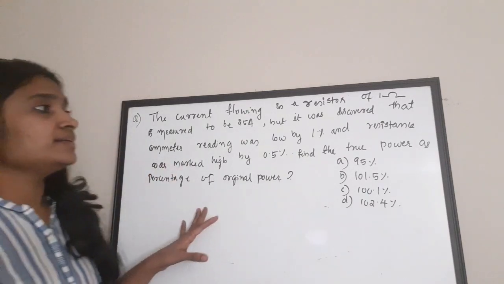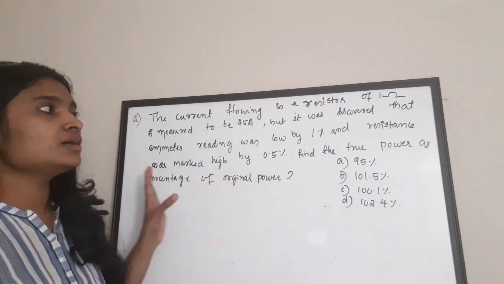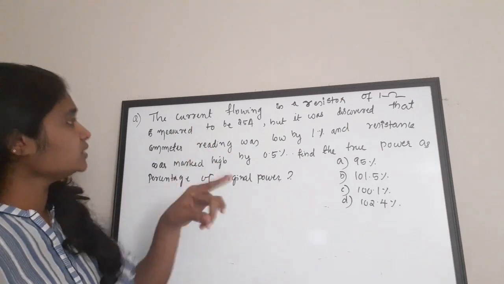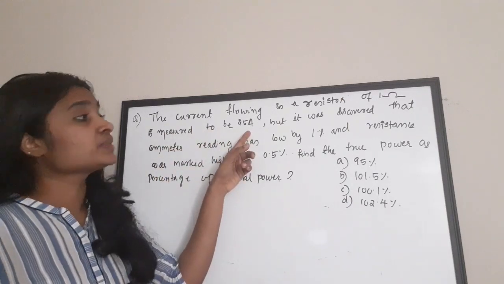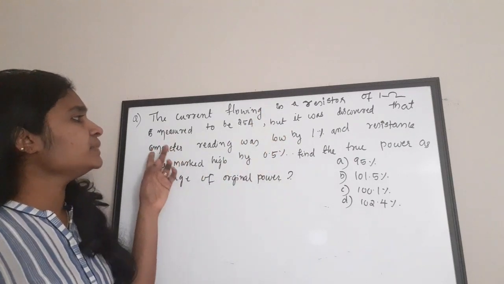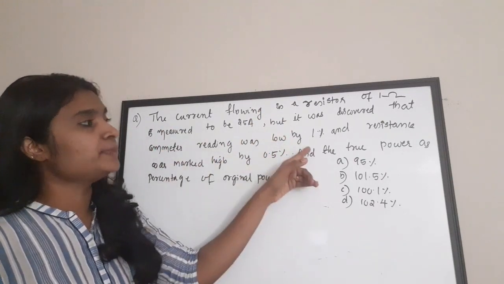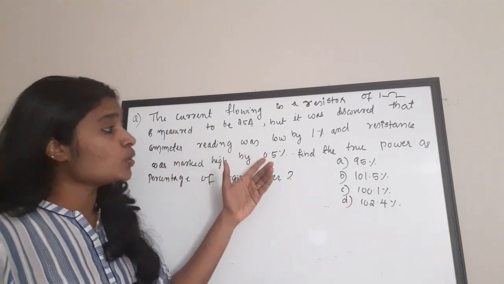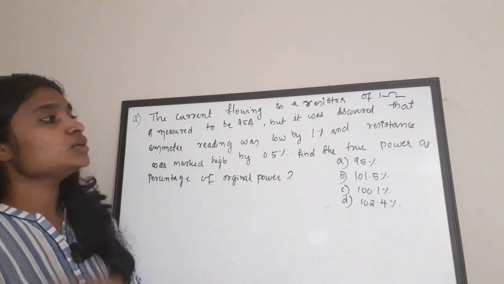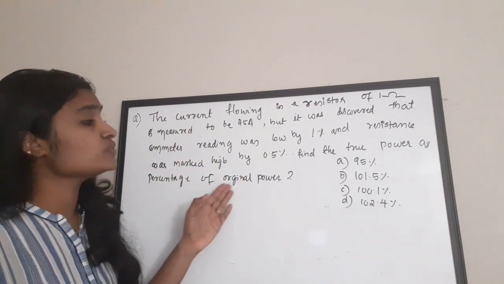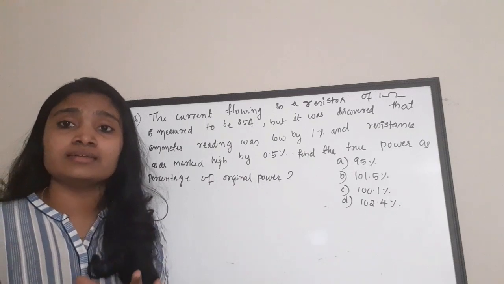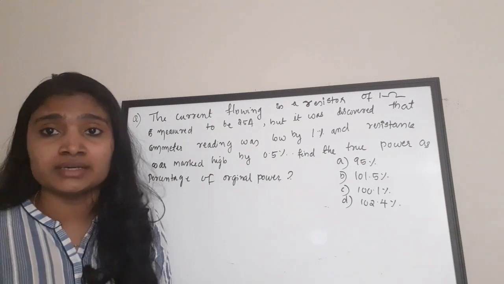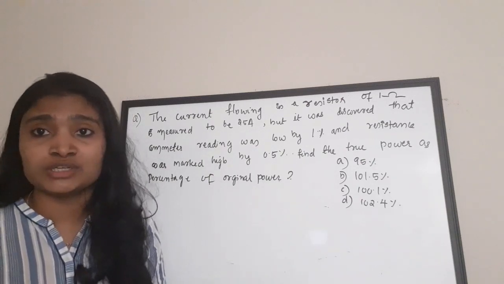This question is related to the error analysis of instruments. The current flowing through a resistor of 1 ohm is measured to be 25 ampere. But it was discovered that the ammeter reading was low by 1% and the resistance was marked high by 0.5%. Find the true power as a percentage of original power. When the current is measured by an ammeter that has faulty readings, there will be variation in the power calculation also, right?